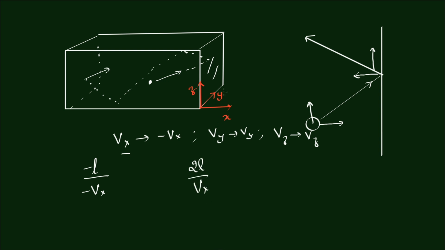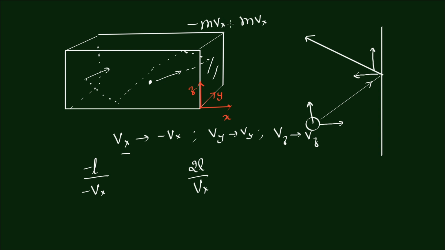Okay, what is the momentum delivered to this wall? Well, the initial momentum is mvx in the x direction. That is the only momentum that changes. mvy and mvz do not change. So original momentum was mvx, the final momentum is minus mvx in the x direction.